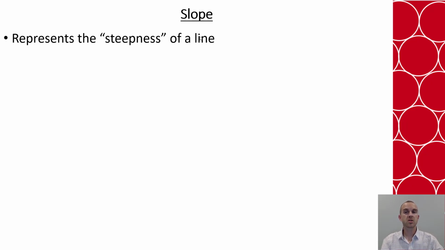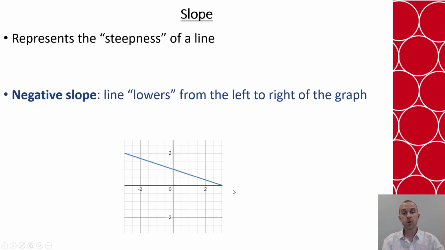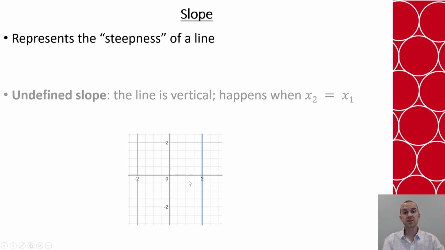And you'll hear conversations about the types of slope. For example, a positive slope would be a line which rises as it goes from left to right. A negative slope would lower as it goes from left to right. An undefined slope is going to happen when your x values are the same in the two ordered pairs that you may be given. And we would say the line's equation would be x equals 2 in this case because that's the x value that is the same.